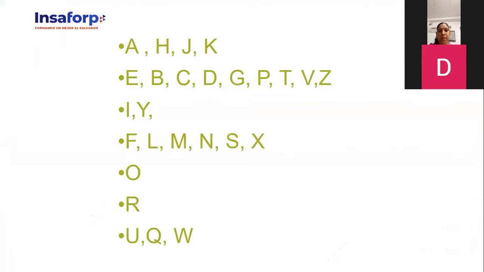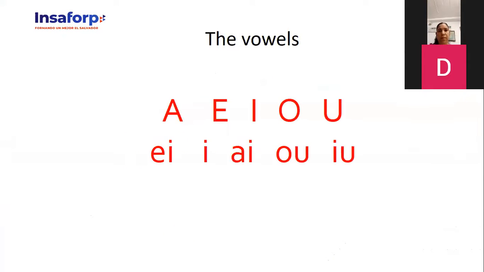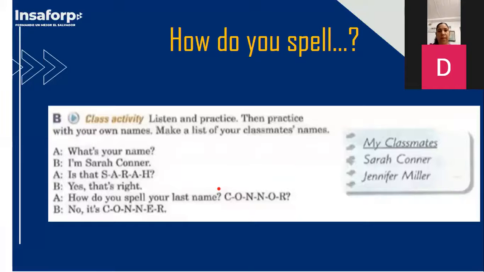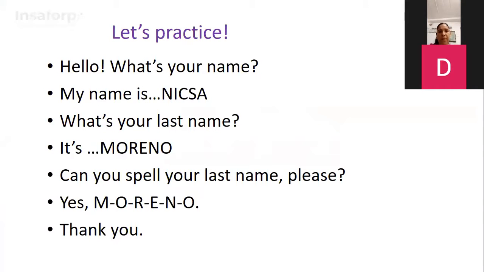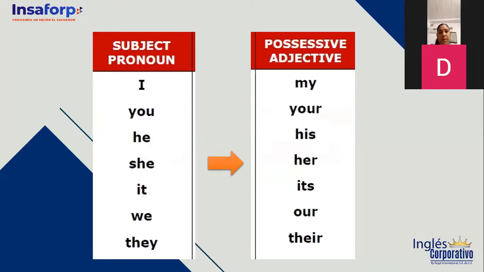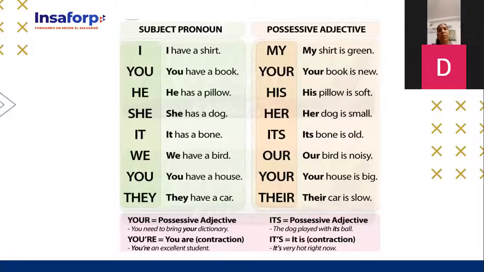We practice the pronunciation of the alphabet according to their signs, the vowels, spelling our names. We had a conversation practicing the spelling, the names and last names, the possessive adjectives. Muy bien. Entonces, ¿qué vamos a hacer hoy?